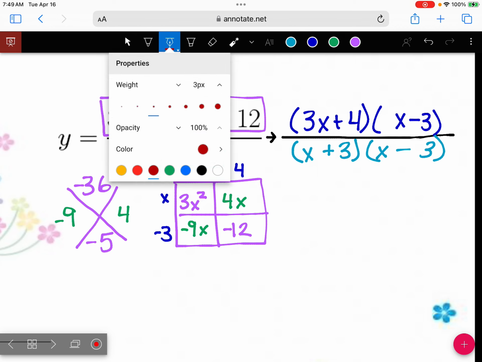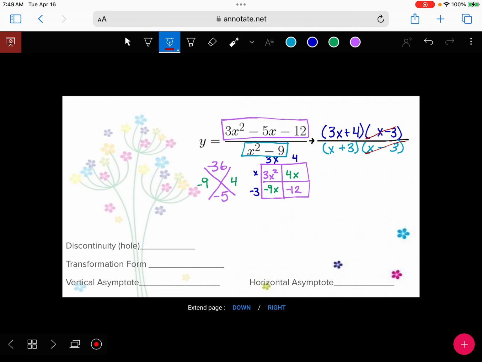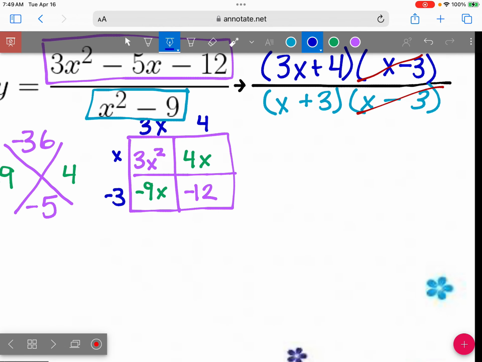What can I do from there? The x minus 3's will cancel out. So my simplified form is (3x plus 4) over (x plus 3).